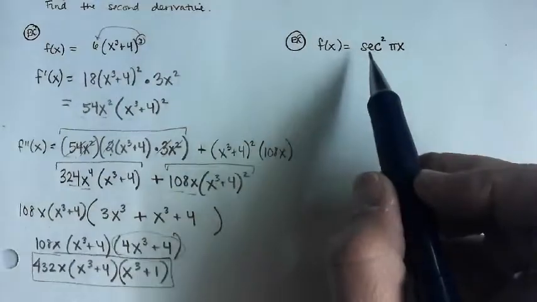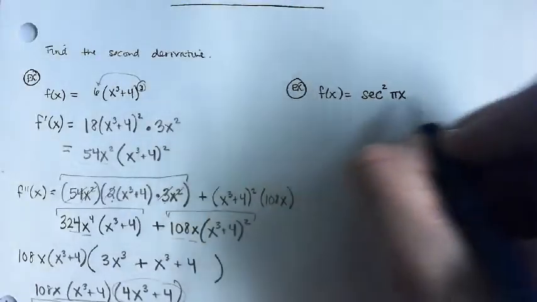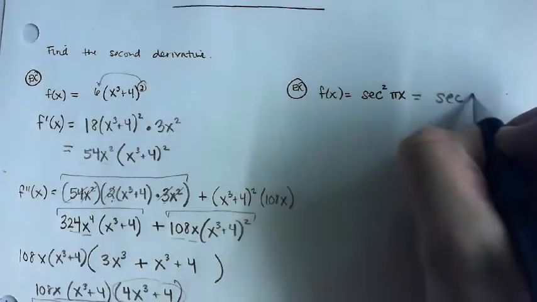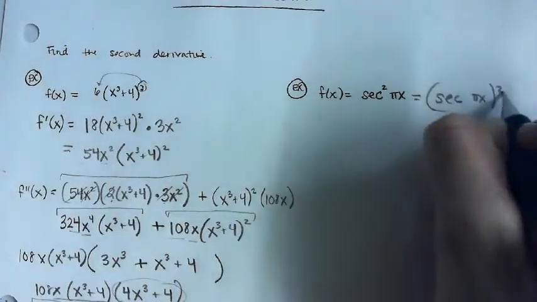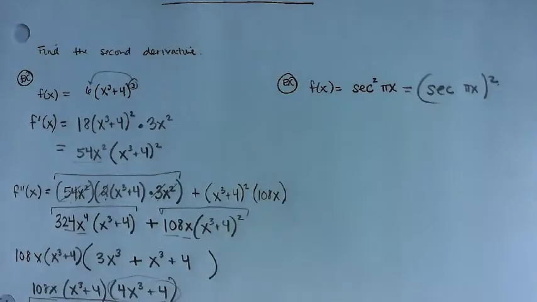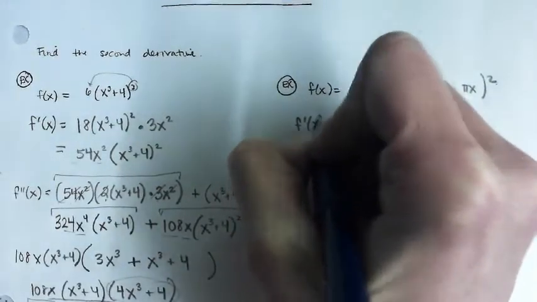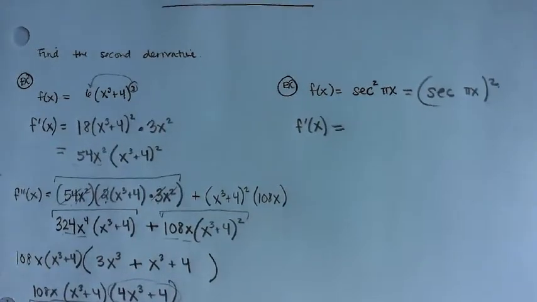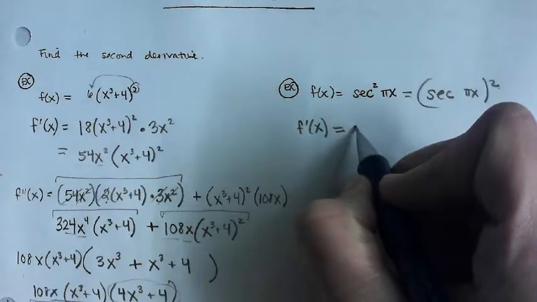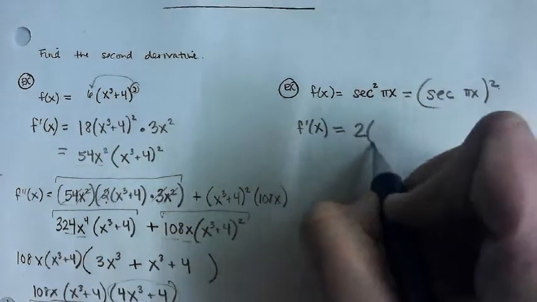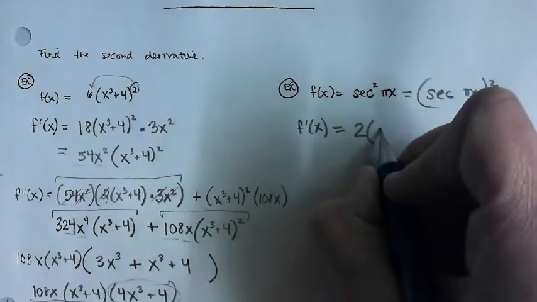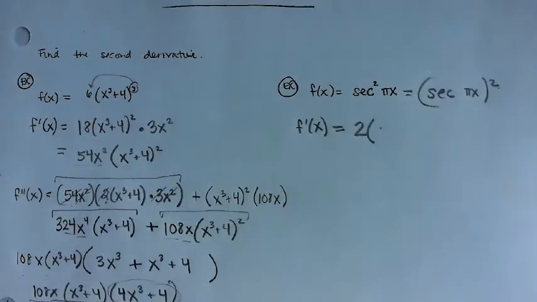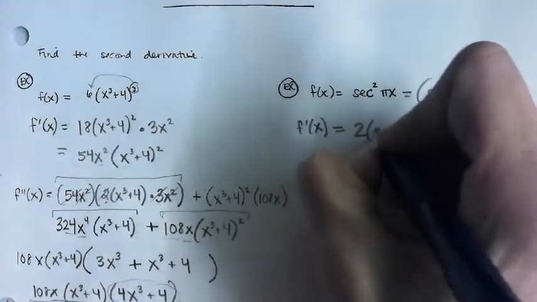So, number 2. I'm going to first rewrite this as the secant of pi x, all being squared, so I kind of see it for what it is. Power rule first. So, take me through this, Kyle. First step. Tell me what to write. Are you thinking about what the derivative of secant is? Right, leave everything else the same.